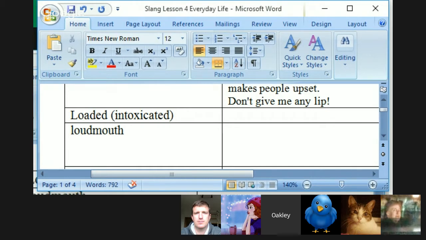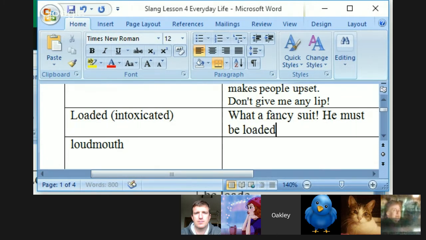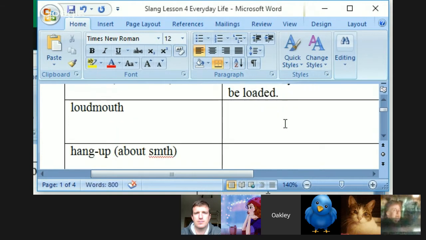What a fancy suit. He's loaded. But a fancy suit. He must be loaded. He must be. That's better. Yeah, much better. Must be loaded. All right. Fancy, expensive suit. He must be loaded. Very good. Excellent usage, actually, because we definitely use this slang to talk about wealthy when we're guessing about someone's wealth. So that is actually quite appropriate.